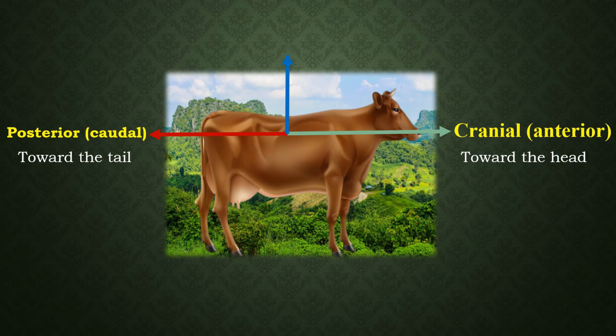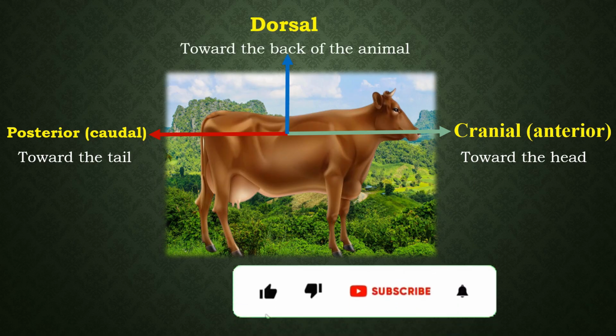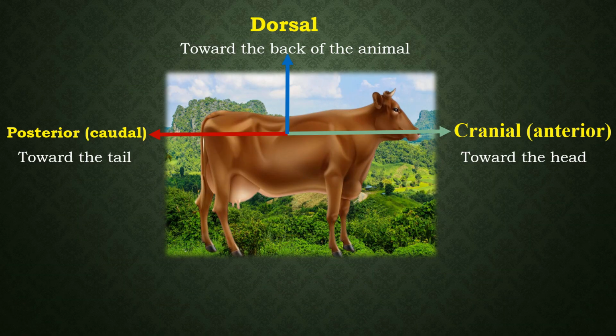The other directional term is dorsal. This refers to toward the back or the top of the animal. That means the organ or the part of the animal closer to the top of the animal. Example, spine is dorsal to the rib cage.